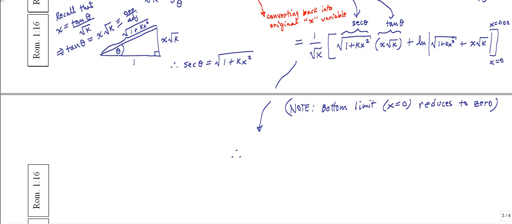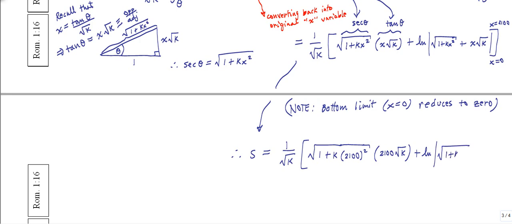So therefore, the arc length S, which is what we were interested in knowing, is going to be 1 over radical k times root 1 plus kx squared, that's going to be 2100 squared, times x, 2100 times radical k, plus natural log of the absolute value of radical 1 plus k times 2100 squared plus 2100 times radical k.